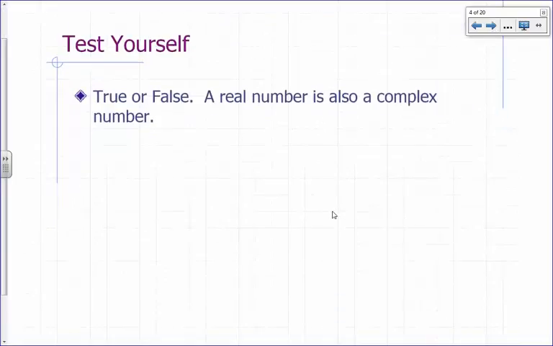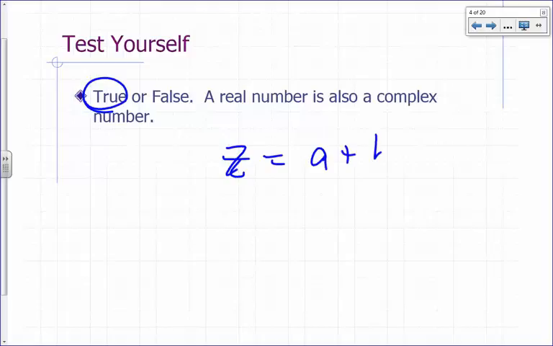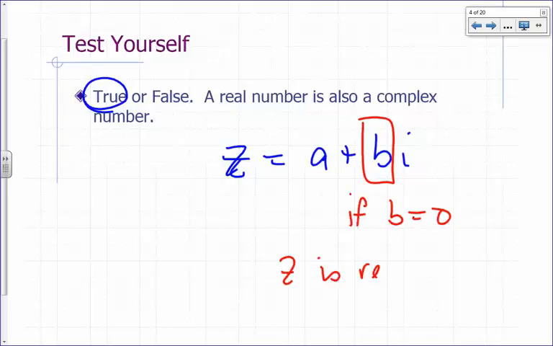How about this one? True or false? A real number is also a complex number. True. So how can a complex number be a real number? If z is equal to a plus bi, how can this z be a real number? If b is 0, then z is real.